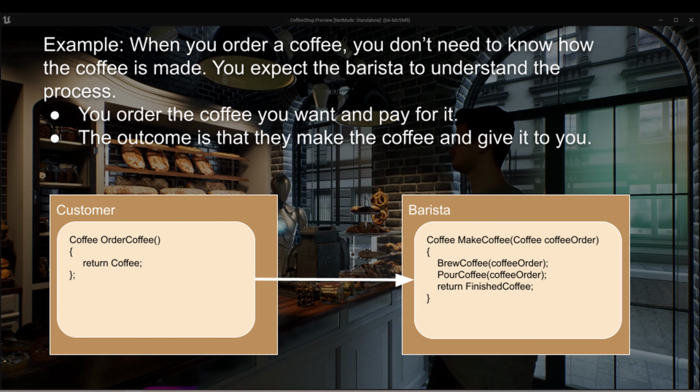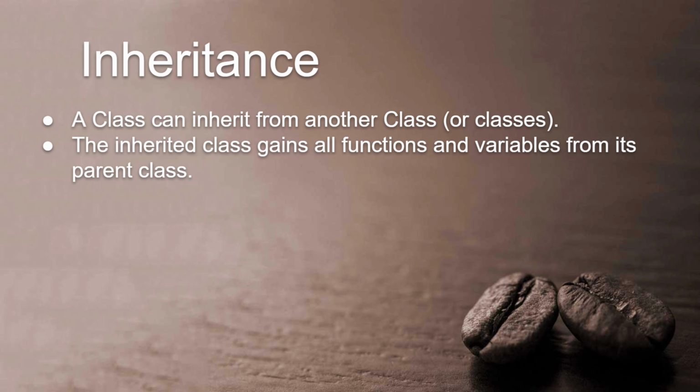So if they order a coffee and pay for it, the outcome is that a coffee will be returned to them. In this example, the customer may call a function order coffee, and they expect a return of coffee. And the barista would call their function based upon this, called make coffee, taking the input of whatever that coffee order was, and then they would brew the coffee, pour the coffee, or whatever functionality was required. And the return of that would be the finished coffee.